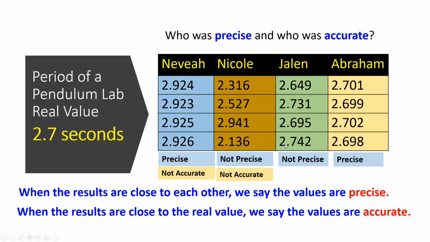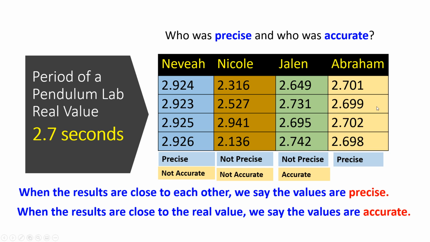Jaylene, let's look at his result. Here is 2.7, 2.69, that is close to 2.7. This is 2.7. So for the most part, his results are close to the real value. So I would say roughly Jaylene's results are accurate.